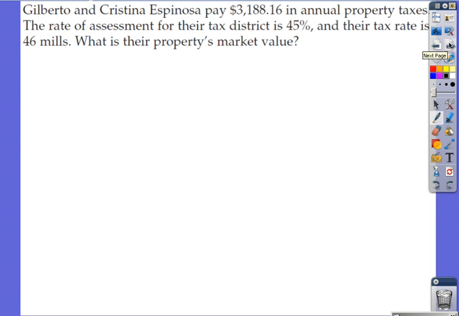Okay, example 2. Gilberto and Christina Espinoza pay $3,188.16 in annual property taxes. The rate of assessment for their tax district is 45%. The tax rate is 46 mills. What is their property's market value? Okay, we're going to let Y equal the market value.